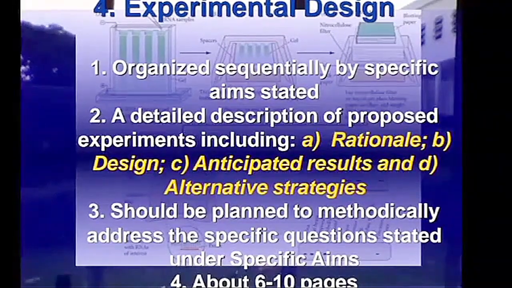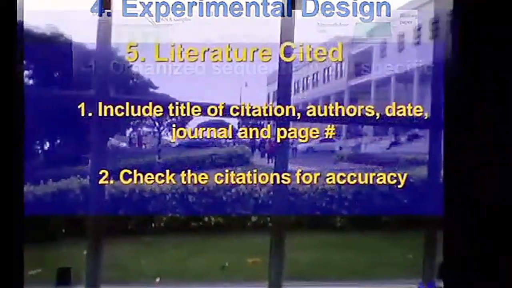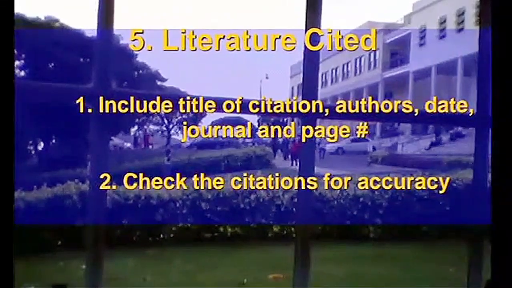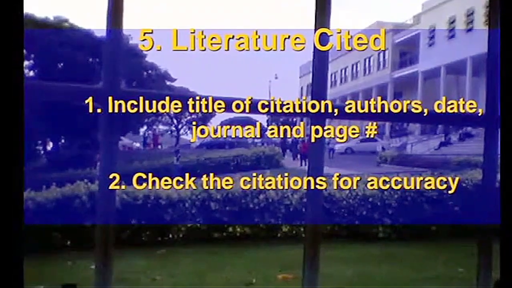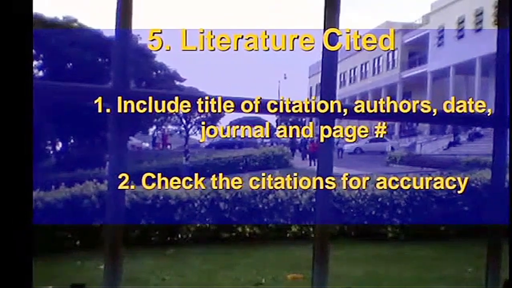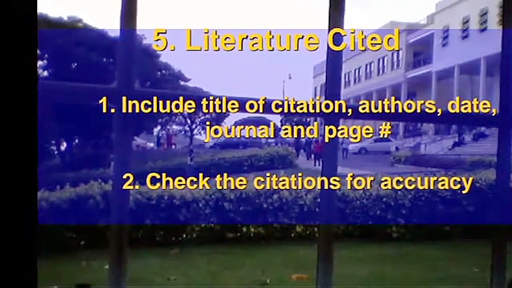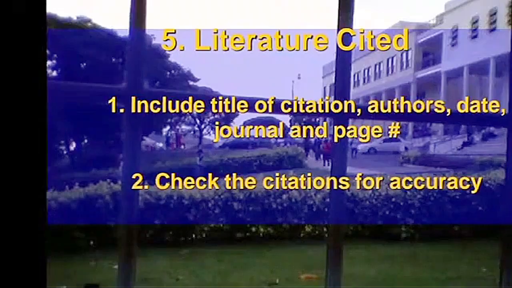The fifth section of the grant proposal should include the literature cited throughout the grant, specifically in background and significance. This should include the title of the citation, author's date and journal name and page number.